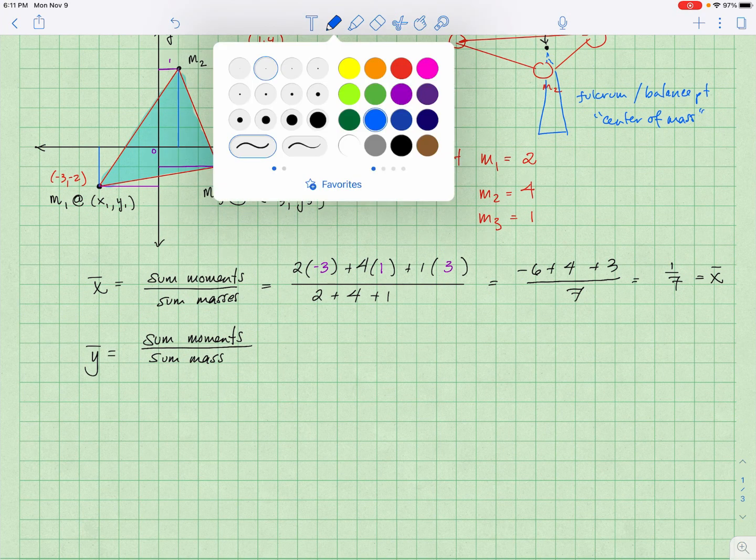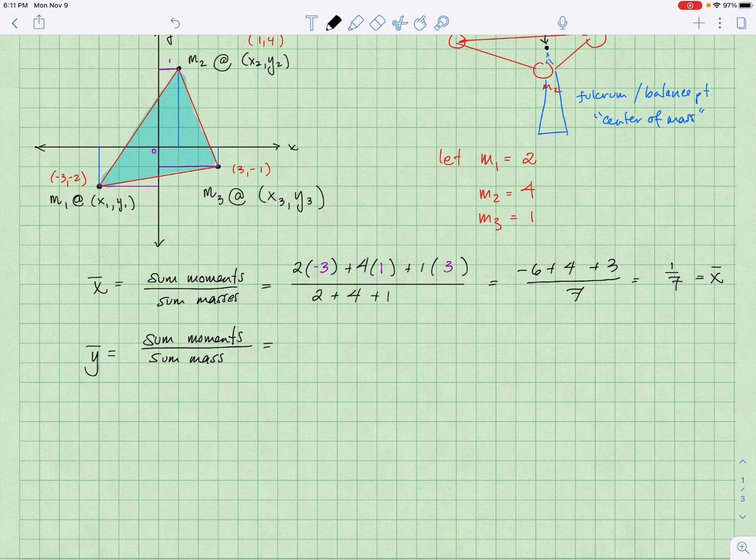And so, again, what we have here is the mass times the position, y1, which is -2, plus the second mass, 4, times the second position, which is 4, plus the third mass times the third position, all over the sum of the masses, which is still 2 plus 4 plus 1. And this time we get -4 plus 16 minus 1 over 7, which is 11/7, and that's y bar.